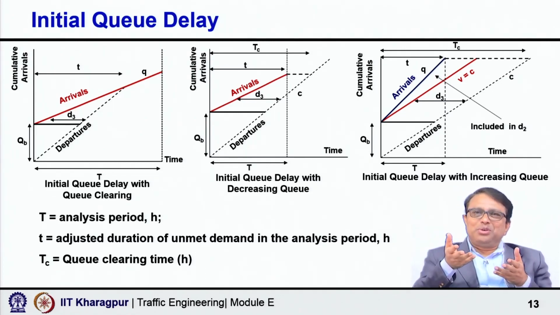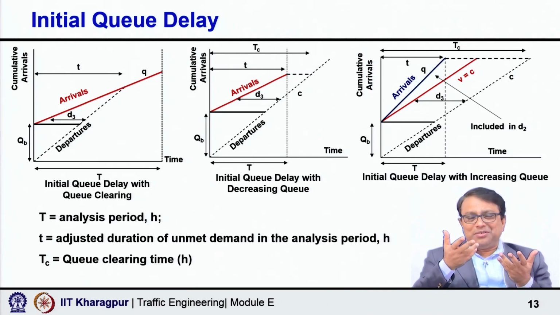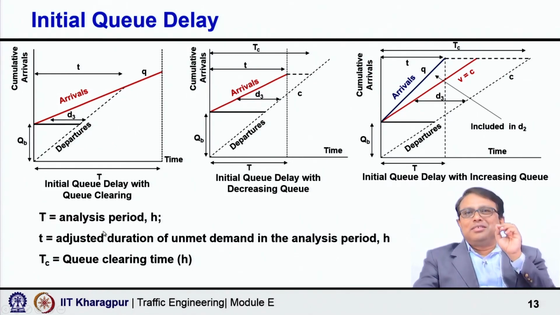So, at the end of the analysis period what will happen? Your Q length will be 0, all vehicles got cleared. You start with a Q of Q b at the beginning of the analysis period, but at the end of the analysis period you will have no Q. So, small t is the adjusted duration of unmet demand. The unmet demand is served entirely, 100%, within small t, which is also less than capital T, the overall analysis period.